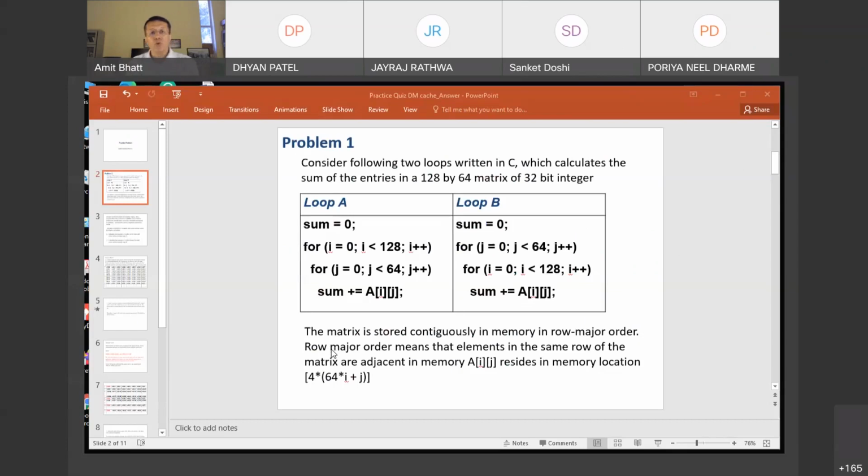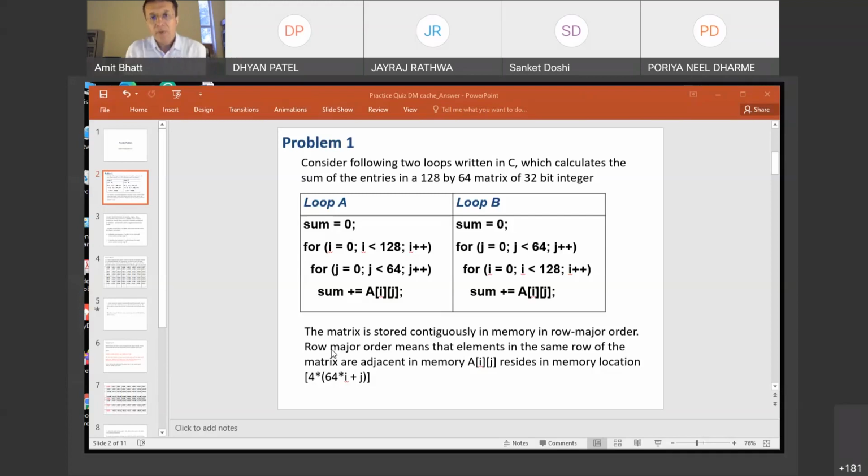In this problem, there are two loops which are given, loop A and loop B. Many times in your programming assignment, you would be writing loops like this. Now the question is, which one is the right way of writing the loop and which one is the wrong way? When I say the wrong way, it means there is technically nothing wrong. Mathematically, they are both correct. But for the convenience of cache, one of them is really good and the other one is not so good.